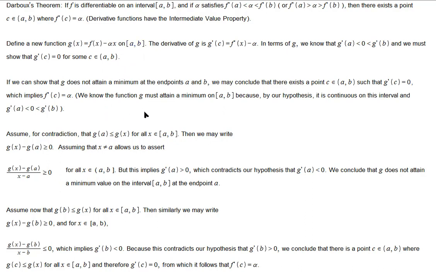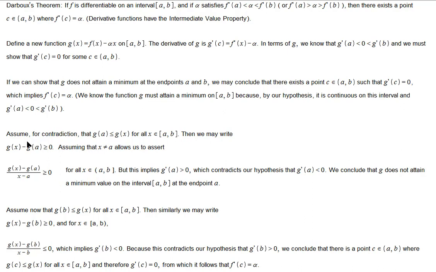And this just means that the derivative at the point is 0, by a theorem which we have proved. So if we can show that g does not attain a minimum at the endpoints a and b, we may conclude that there exists a point c in the open interval from a to b such that g prime of c is 0, which is going to imply f prime of c is alpha.